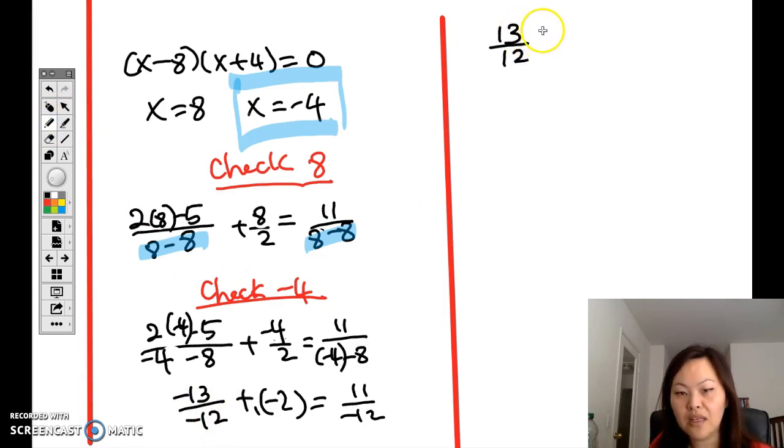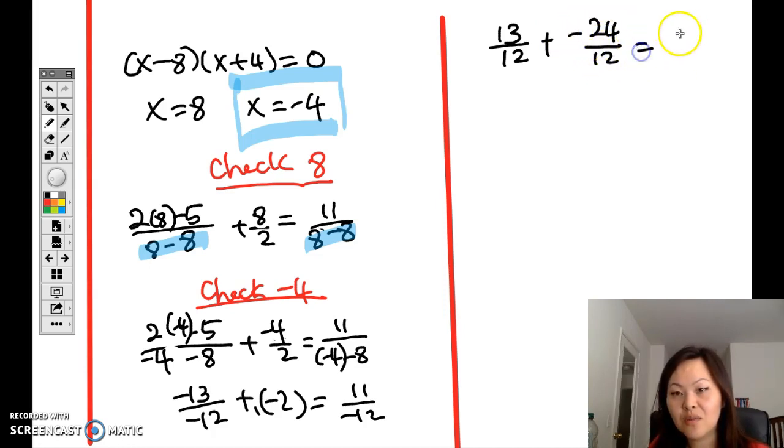And then plus negative 2 is the same as negative 24 over 12. You notice how negative 24 divided by 12 is negative 2? That's supposed to equal negative 11 over 12, right? So now we have the same denominator, so 13 minus 24 is negative 11 over 12.